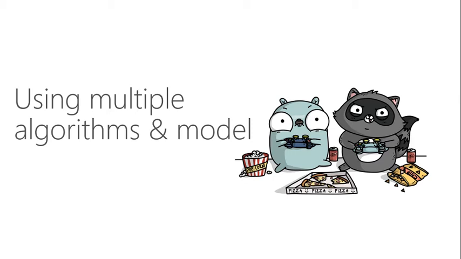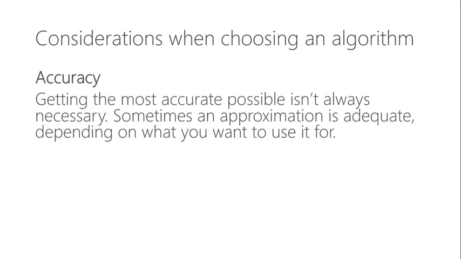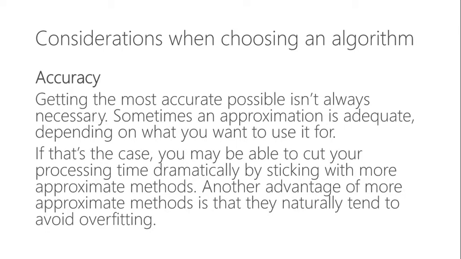For using multiple algorithms and models, consider these factors when choosing an algorithm. Accuracy: getting the most accurate answer possible isn't always necessary. Sometimes an approximation is adequate, depending on what you want to use it for. If that's the case, you may be able to cut your processing time dramatically by sticking with more approximate methods. Another advantage of more approximate methods is that they naturally tend to avoid overfitting.